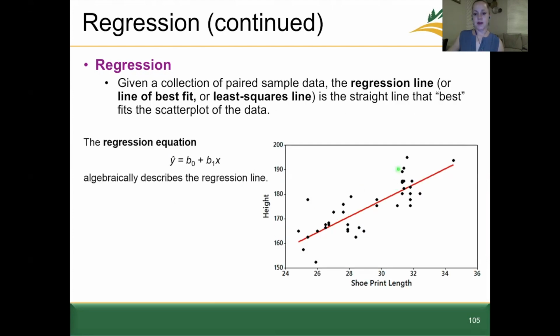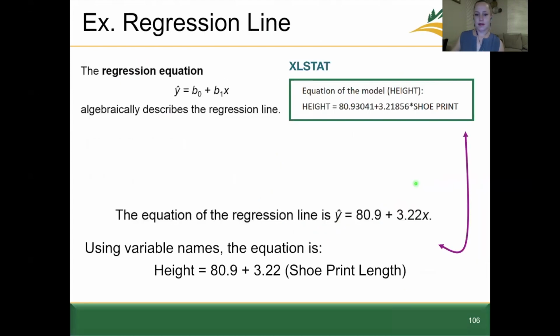Now, previously we had a scatter plot. Now on this graph, we've actually added this line here, this regression line, this line of best fit, or in other words, this least squares line. Now again, using Excel, which is super handy with statistics, we can calculate the equation of that line. So this is what we'd get in Excel. And from that, we know the equation for the regression line is y hat, or y equal to 80.9.